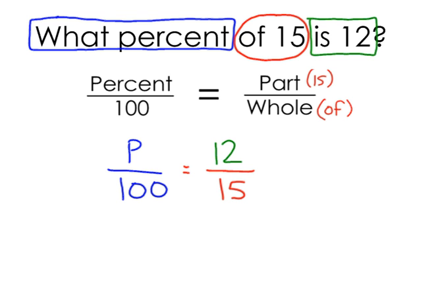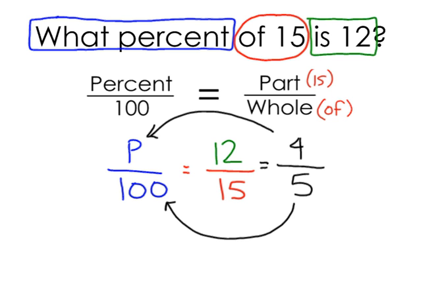Okay, from here, cross products would work to solve. I'm going to go ahead and simplify 12 fifteenths. And 12 fifteenths, if I divide by 3, would simplify down to 4/5. And now I can use a scale factor. 5 goes into 100 20 times. So 4 times 20 will give me my answer. So I get P equals 80. And then one more thing I need to do with this, it's asking what percent, and so I'm going to include a percent symbol to get 80%. And that would make sense. 12 out of 15 would be the same as 80%.